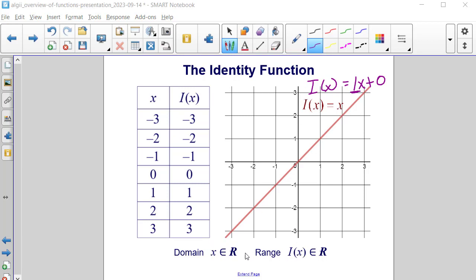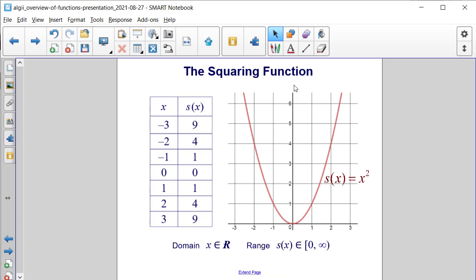If you wanted to write these in interval notation, they would be for the domain, x is contained in the open interval from -infinity to +infinity. And if you were to write the range, you would write that I of x, or y, if you had it written in terms of just x and y, is contained in the set from -infinity to +infinity with open parentheses on both sides. The squaring function, or the quadratic function, is s of x equals x squared.